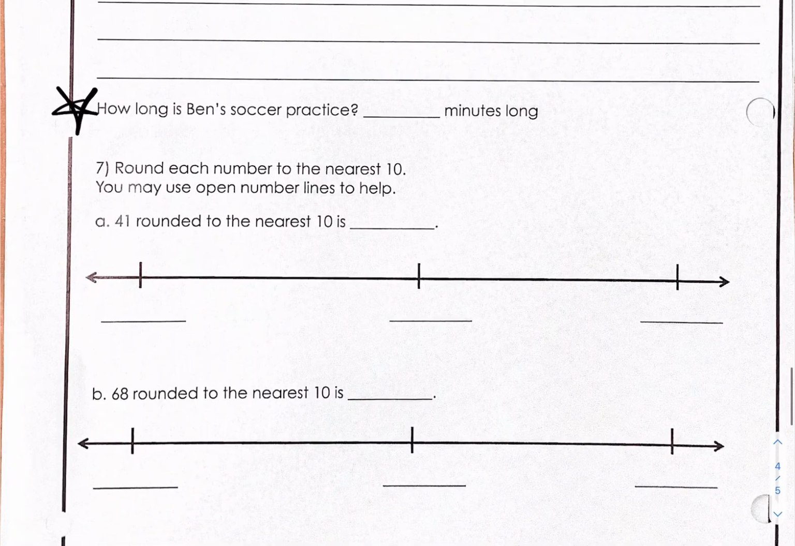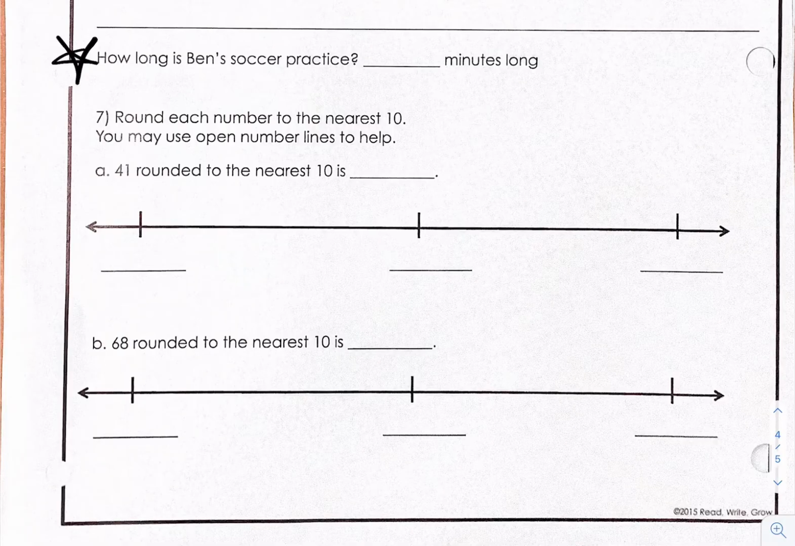Moving on to number 7. Round each number to the nearest 10. You may use open number lines to help. So again, remember, we're looking at the number that they want to round for here, so 41. So think 40 is the 10s right before 41. What's the next 10? 50. So think what's halfway, and then mark your number. Whatever it's closest to. B, you're using the number 68 to round.